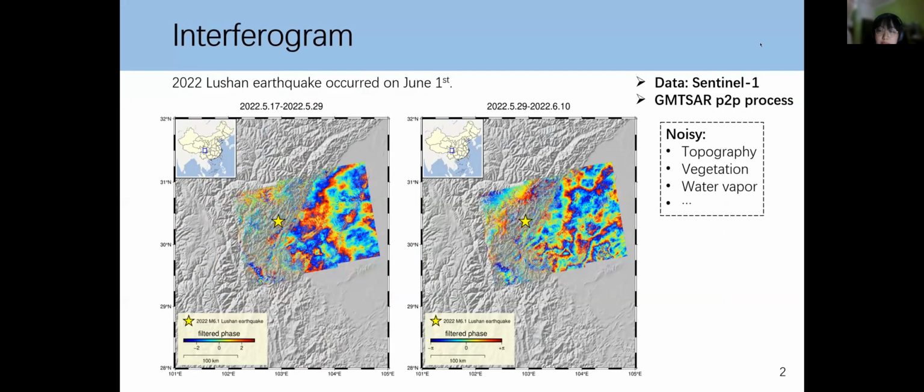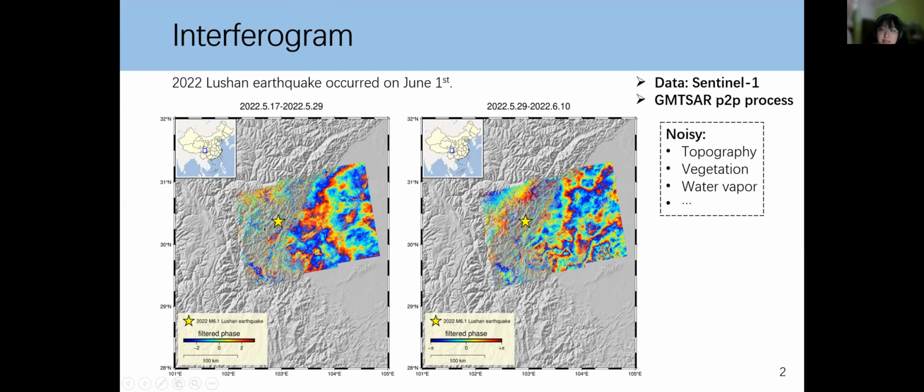This year's earthquake occurred on June 1st. To look into this earthquake, I chose the Sentinel-1 images on May 17th and May 29th, which are before the earthquake, and also the image acquired on June 10th, which is after the earthquake. I made 2 interferograms from the 3 images, but unfortunately, in some parts the interferogram doesn't look very good, especially in the region around the epicenter.